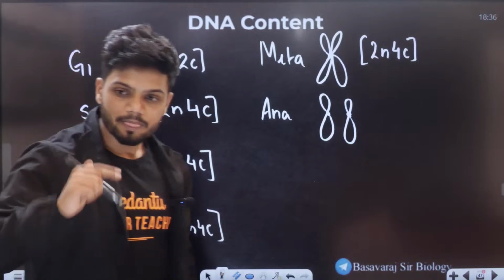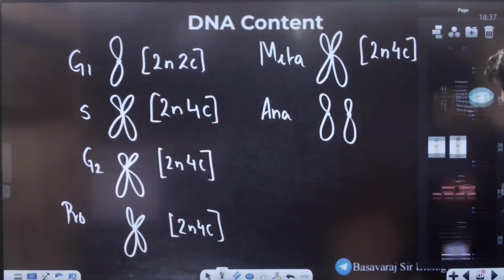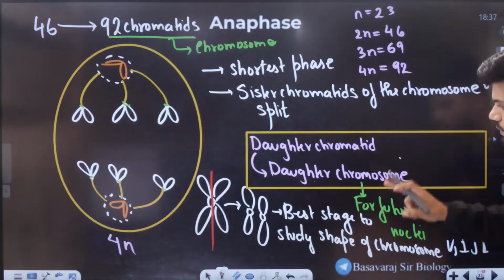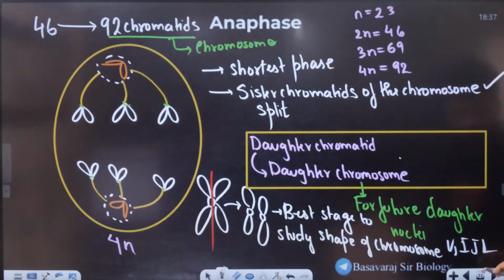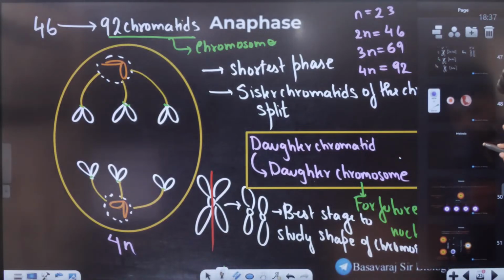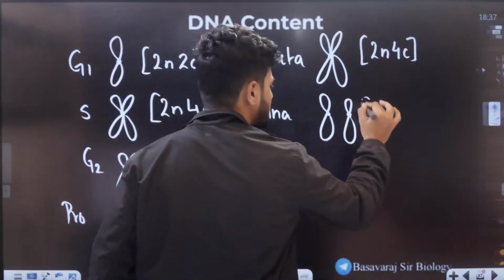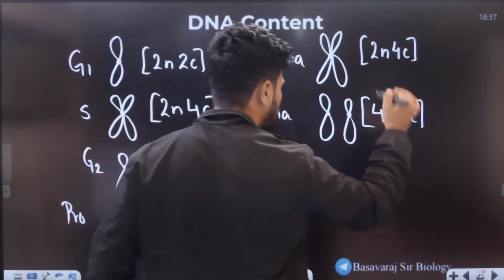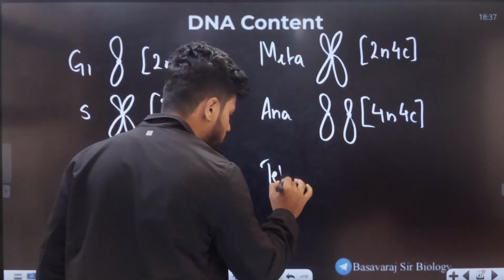Now, I told you, in anaphase, do all of you remember? In anaphase, the cell was temporarily in what stage, students? Temporarily tetraploid. Yes, all of you remember. In anaphase, the cell was in a tetraploid condition. So this right here is the 4n 4C condition. Done.